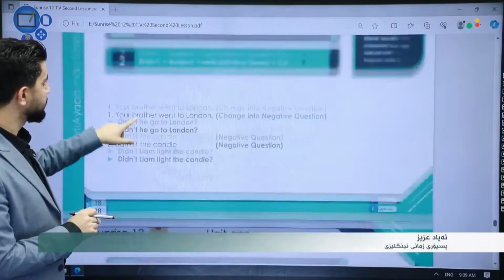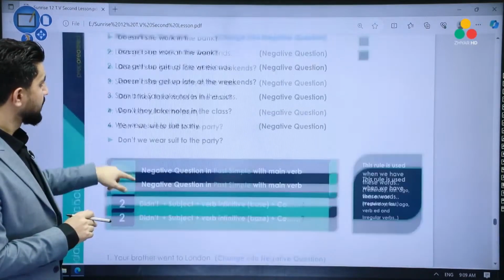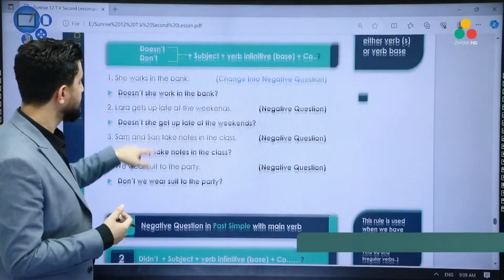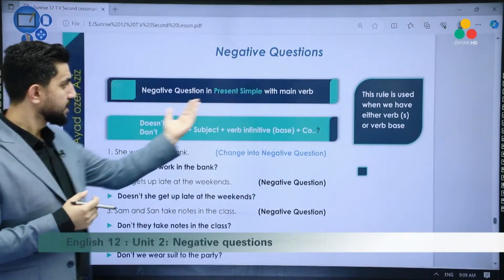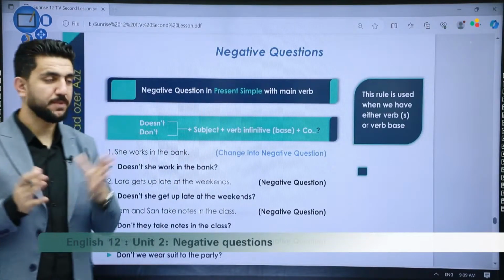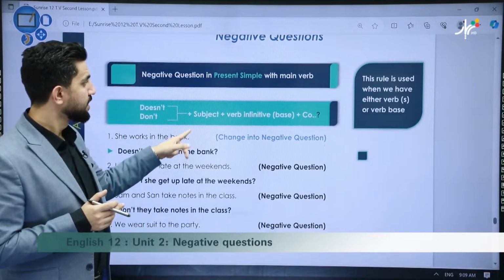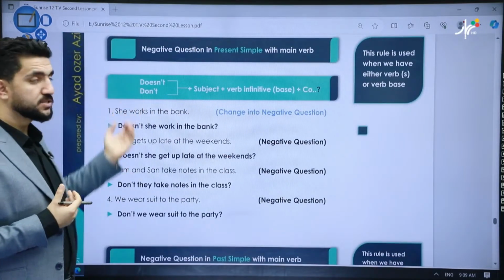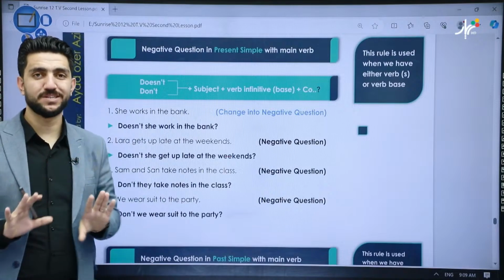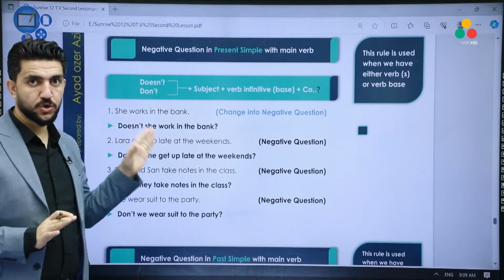When it comes to negative questions, we have a few things to talk about here. Let's start from the beginning. Negative question in the present simple first. If we have a present simple negative question, we use doesn't or don't. If it's present, either doesn't or don't.